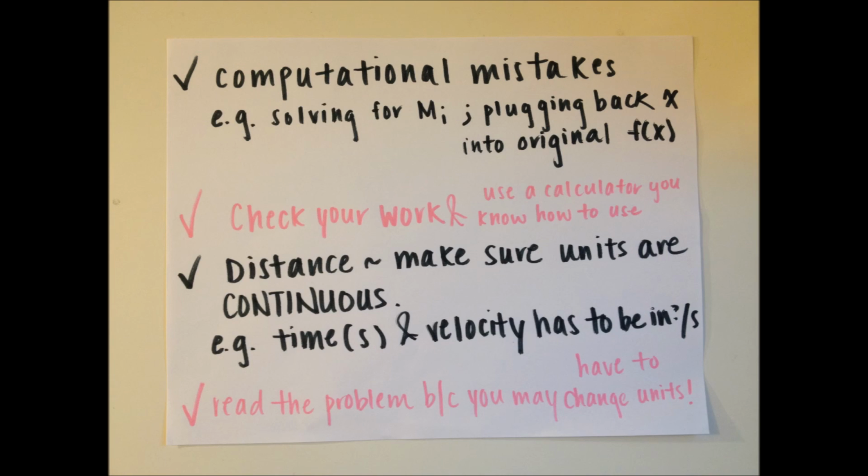Computational mistakes, for example, solving for the midpoint or plugging x back into the original f of x. Check your work and use a calculator you know how to use on the test. For distance problems, make sure the units are continuous. For example, if time is in seconds, velocity has to be in feet, miles, or meters per second. Read the problem carefully because you may have to change units if these units are not continuous.